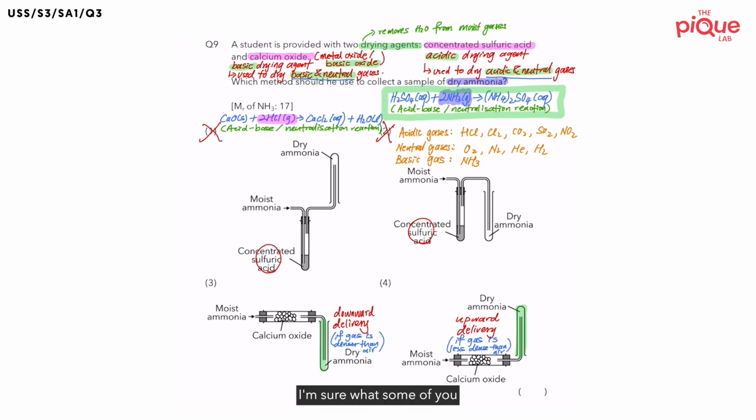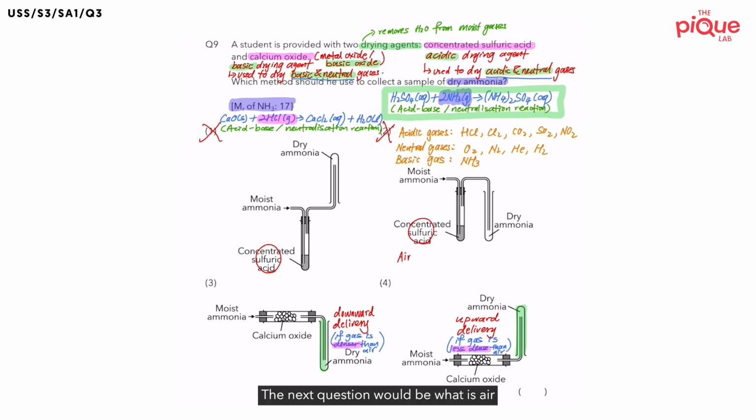I'm sure what some of you are thinking about now is how do we determine the relative densities of the various gases and air? The good news is that there's actually no need for you to memorize the actual densities of the various gases. You can compare their relative densities using relative molecular mass, which you can obtain from the periodic table. For this question, the teachers have kindly provided the relative molecular mass of ammonia, which is 17. So what you need to do is to just calculate the relative molecular mass of air.